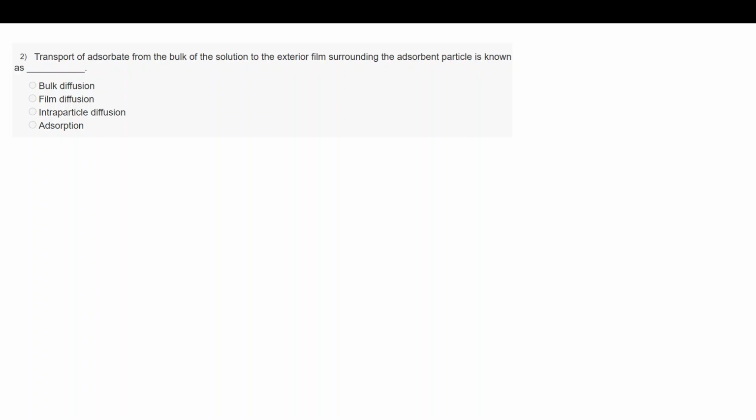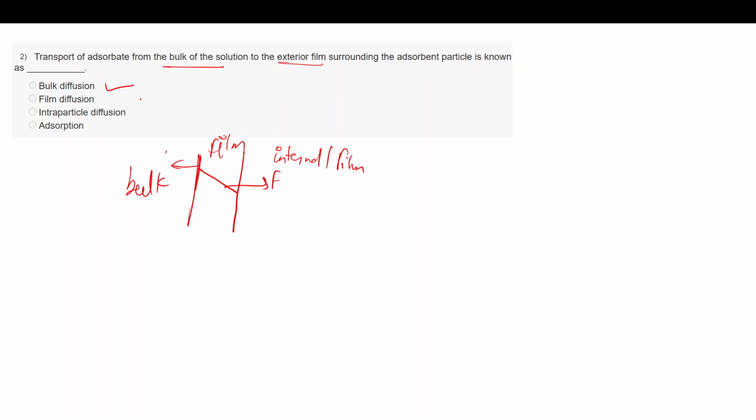No, you are mentioning from the bulk of solution to the exterior of film. So there are two diffusions, bulk diffusion and film diffusion. Let's say this is the bulk and this is the film. Inside the film is the internal film diffusion, and whatever is outside is bulk diffusion. So this is nothing but bulk diffusion, not the film diffusion.